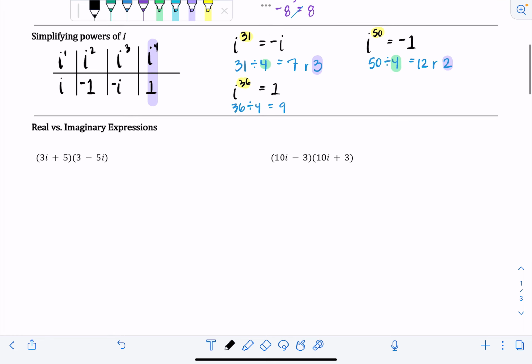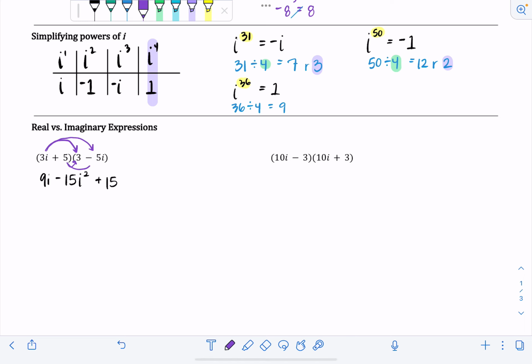Okay, and then the last two, last section, last problems, is just comparing real versus imaginary expressions once they're simplified. So both of these examples are ones where we would FOIL them, so we'll go ahead and FOIL. So 3i times 3, you just multiply the 3s, so it'd become 9i. 3i times -5i, so we do 3 times -5 is -15. And then i times i would become i squared.